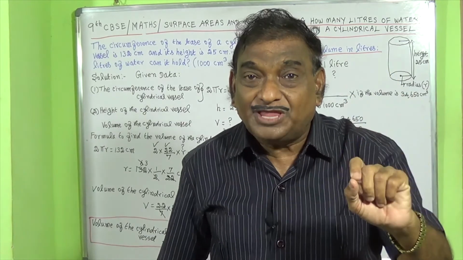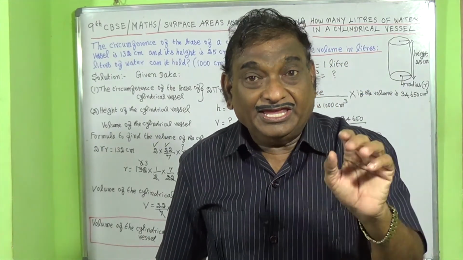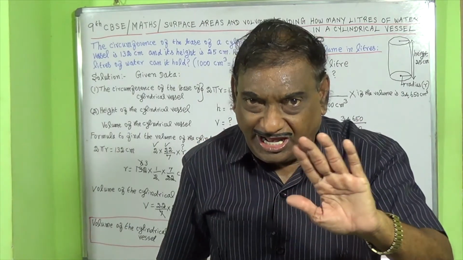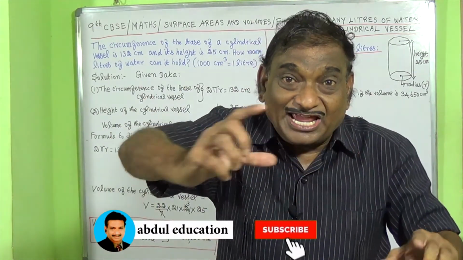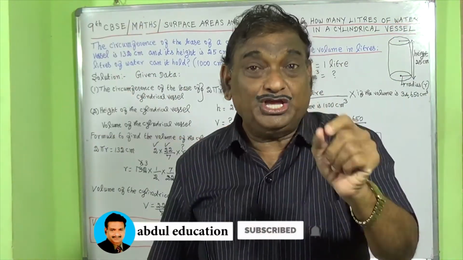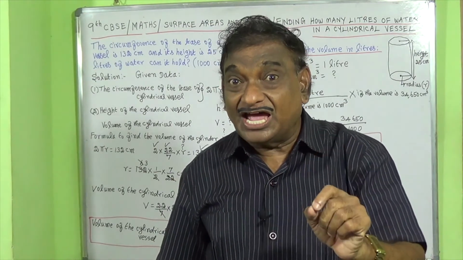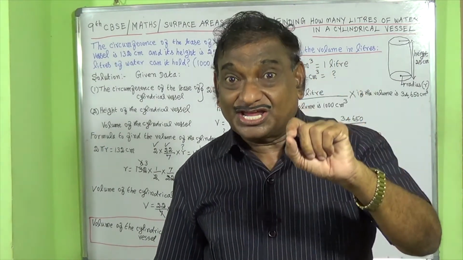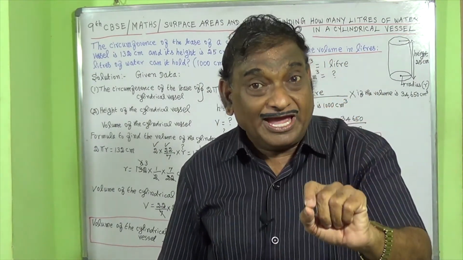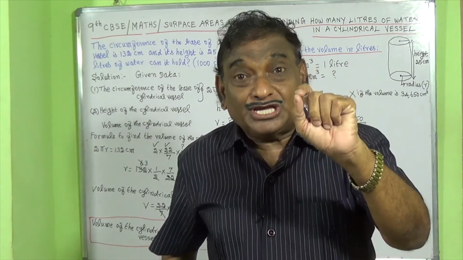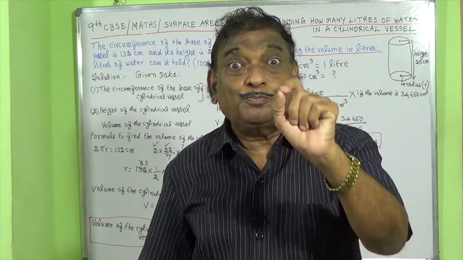In the case of the curved surface area of the cylinder, the area is not raised by height, only the circumference is raised by height. What is 2 pi r? The circumference of the circle. Since the circumference of the circle is raised by height, in order to find the curved surface area of the cylinder, we write the formula as 2 pi r h.